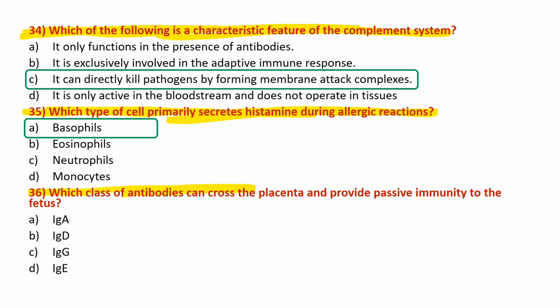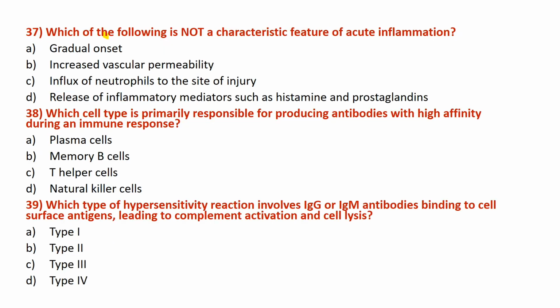Which class of antibodies can cross the placenta and provide passive immunity to the fetus? And the right answer is IgG. IgG is the only antibody which crosses the placenta and provides passive immunity to the fetus. Which of the following is not a characteristic feature of acute inflammation? And the right answer is gradual onset is not a characteristic feature of acute inflammation.